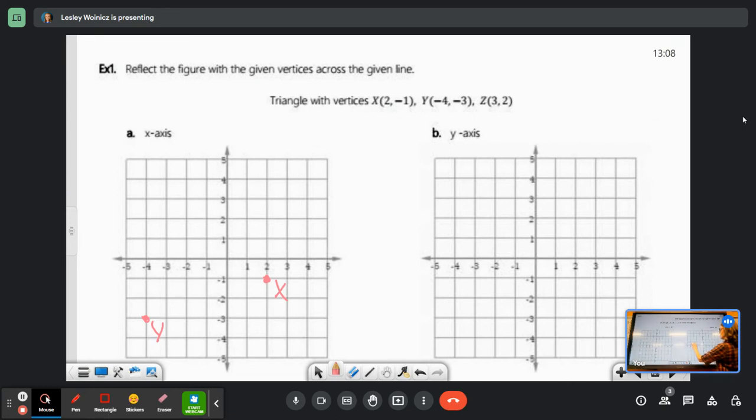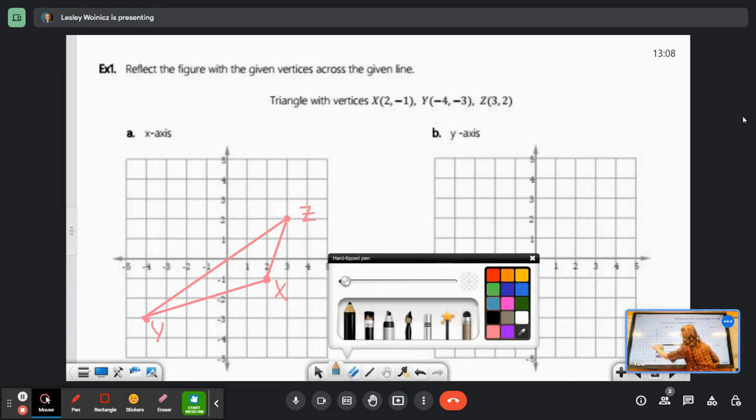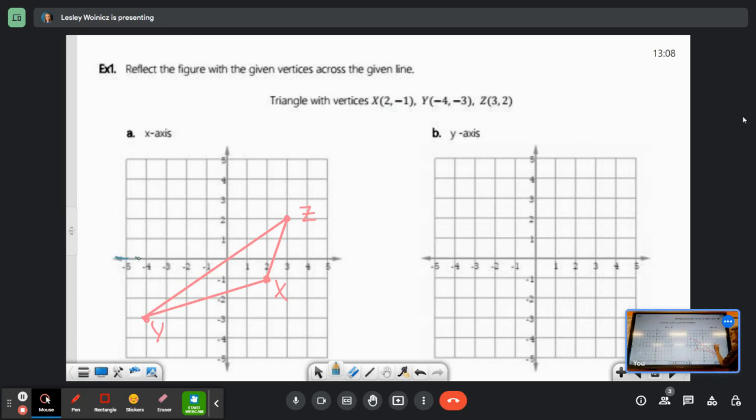Z is at 3, 2. Okay, I'm going to connect my points and make a triangle. And it says that we have to reflect it in the x-axis. The x-axis is this horizontal line right here. If it's a horizontal line, remember it has a slope of 0, and it's a y equals equation. This is the line y equals 0.